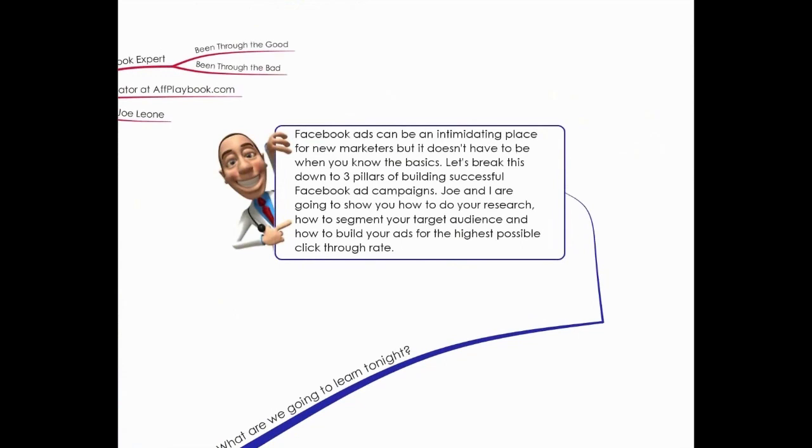We're going to talk about how Facebook ads can be an intimidating place for new marketers. It's been out for quite a while, but not everybody's gotten into Facebook, and like any new paid traffic source, there's always a bit of a learning curve. So we're going to break it down into what we're calling 3 pillars of building successful Facebook ad campaigns. Joe and I are going to show you how to do your research, how to segment your target audience so that you can really laser target them, and how to build out your ads for the highest possible click-through rate. That highest possible click-through rate is important, and you'll see why a little bit down the road.